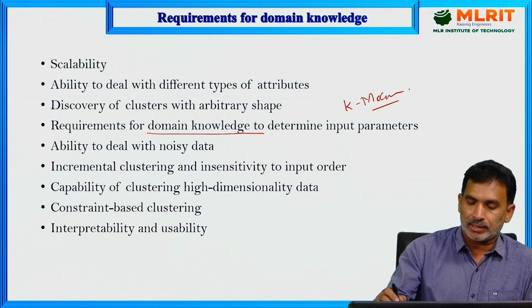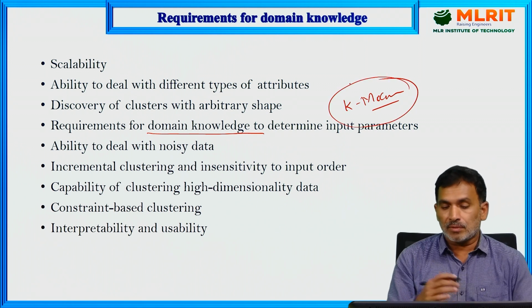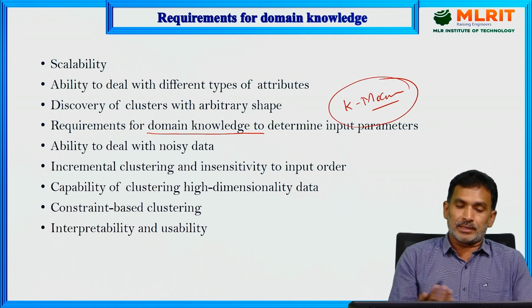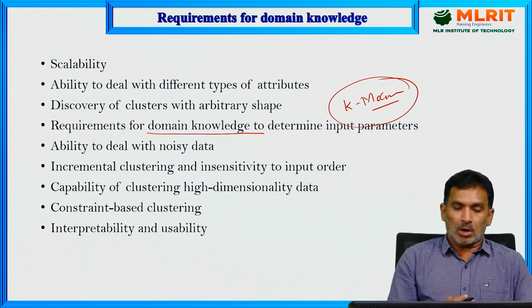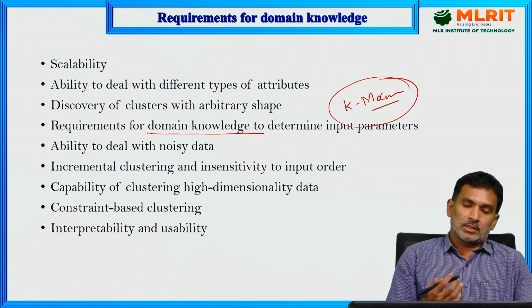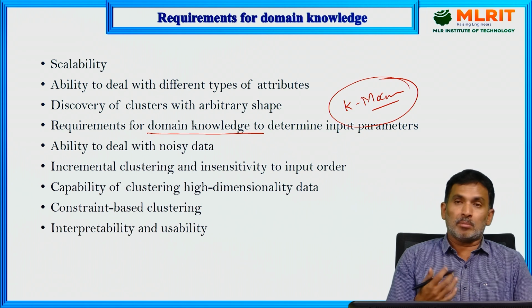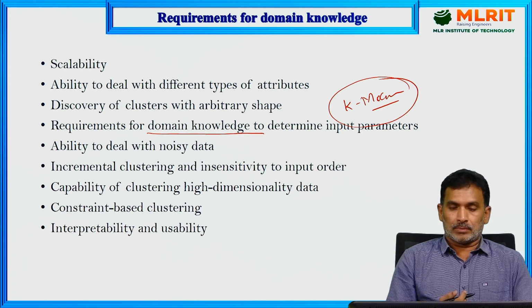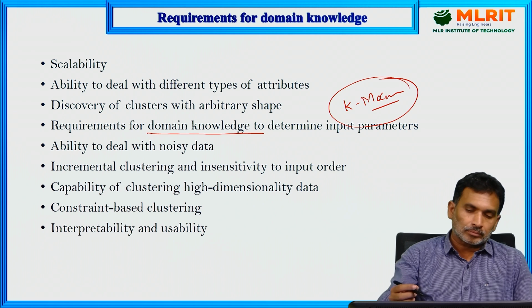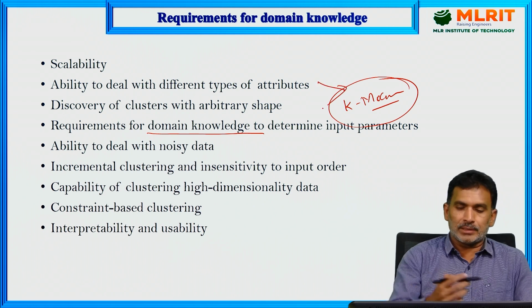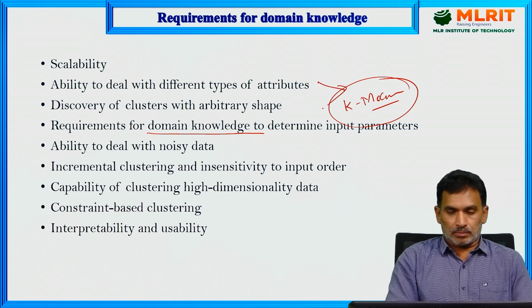Suppose you take k-means, which we will discuss in a coming lecture in great detail. The parameter for k-means is the number of clusters. How can you specify this parameter, the k value, unless you have the domain knowledge? We cannot just simply select a random k value.